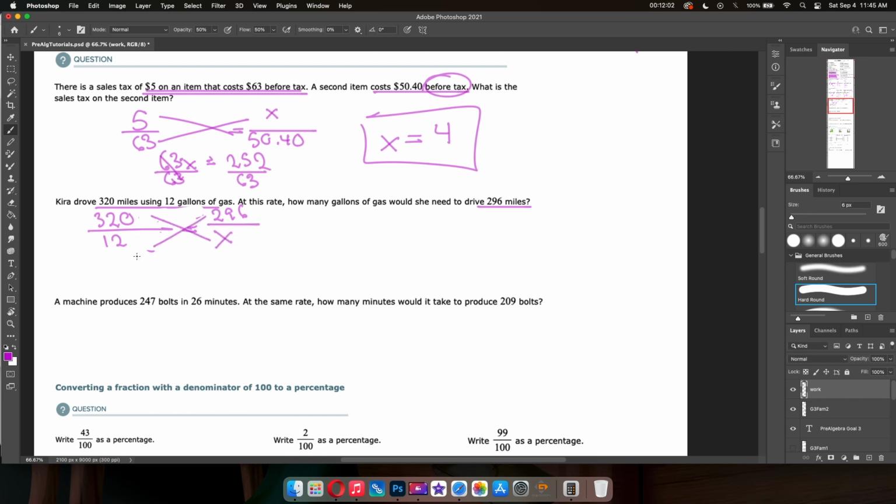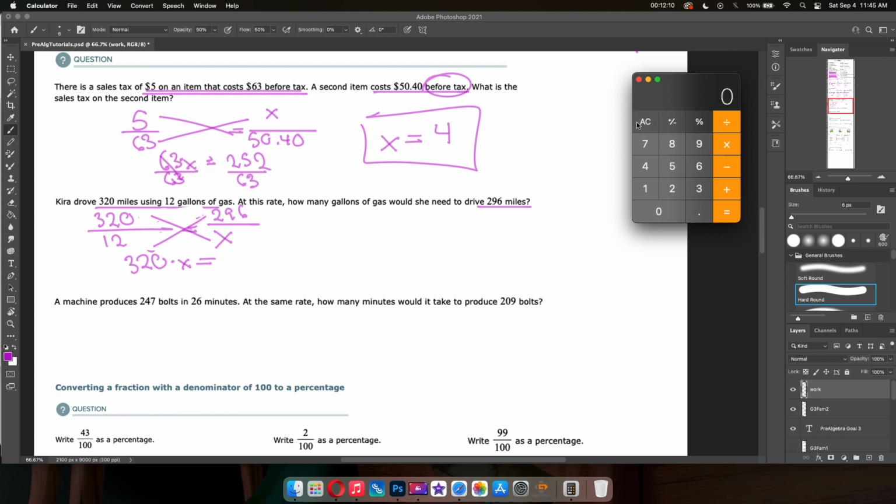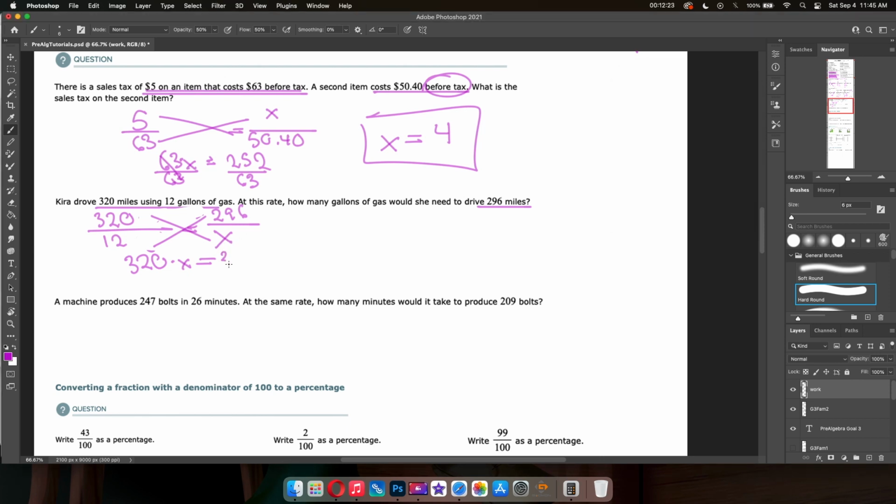Cross multiply. So 320 times x is just 320x. And now we have to do 12 times 296. And I can't do that in my head. So 12, no, not 11, 12 computer, times 296, enter, is 3552. Now the x we want to get by itself.